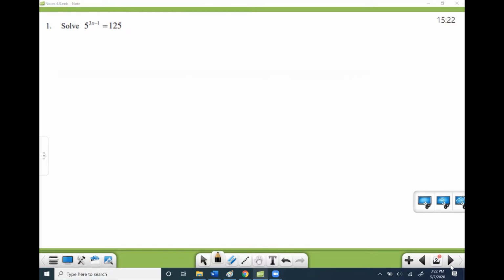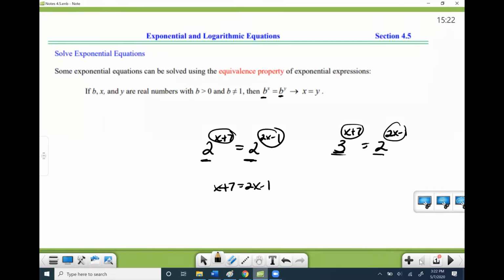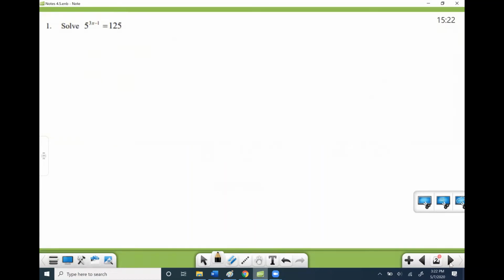Now this doesn't look like the equivalence property is true on this one, but 125, I claim we can write as 5 to some power. So what do you guys think? What would be that power that would get us 125? Yeah, perfect. So 5 times 5 times 5, that's going to get us 25 times 5, and that is 125. If you had 5 quarters, you'd have $1.25.